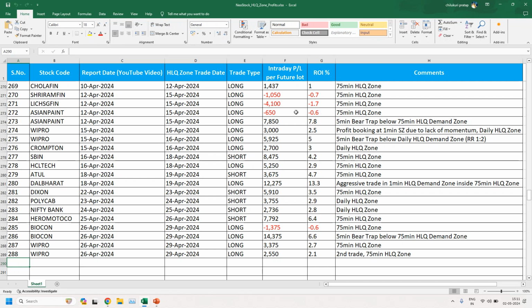Maybe institutions might have cancelled all their pending orders, and all the zones are violated, at least in the first 1 hour of the trading session. That's why, see, in Asian Paints one zone is violated. After that, the below bear trap has executed. By the time the market also got some clarity. But before that, the actual damage happened. All these zones are violated.